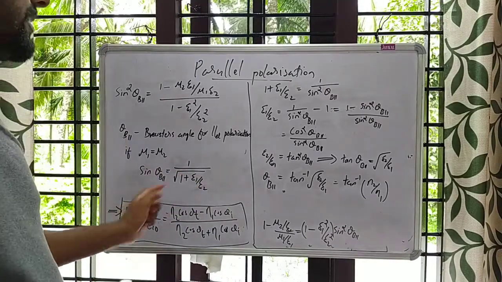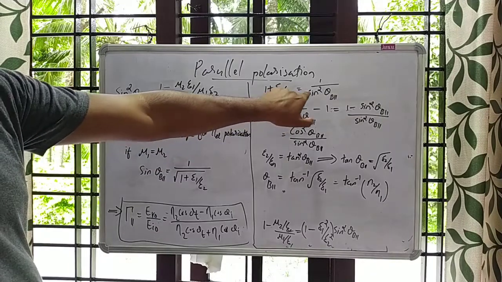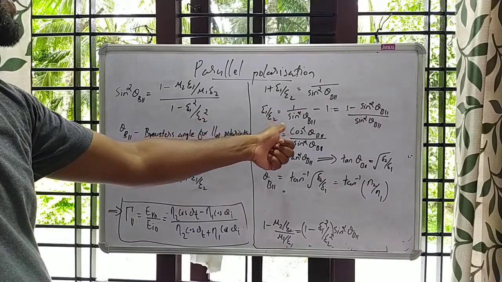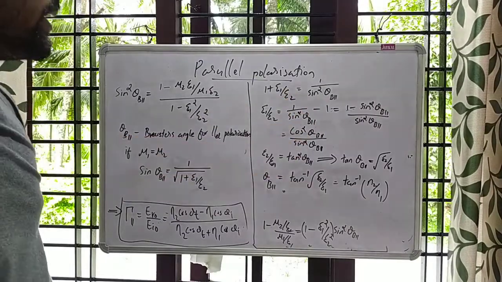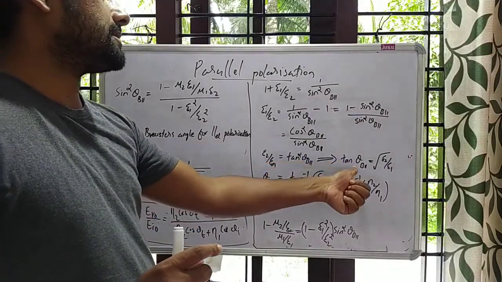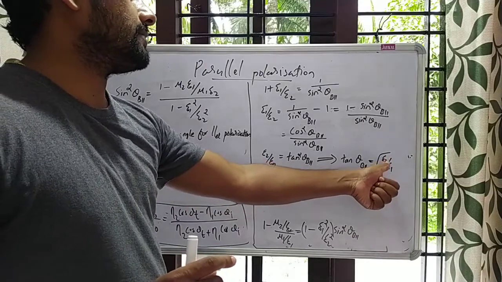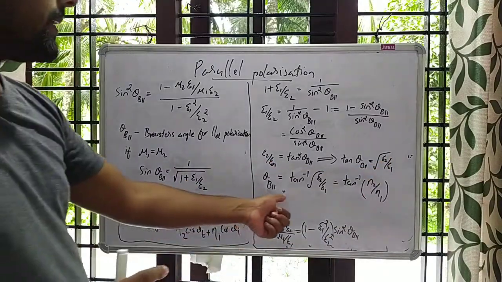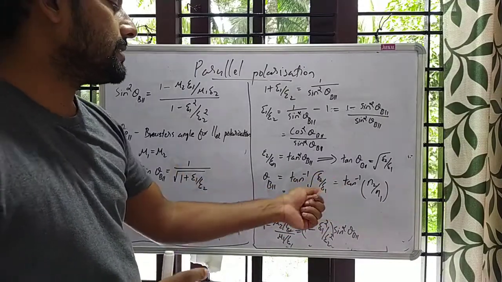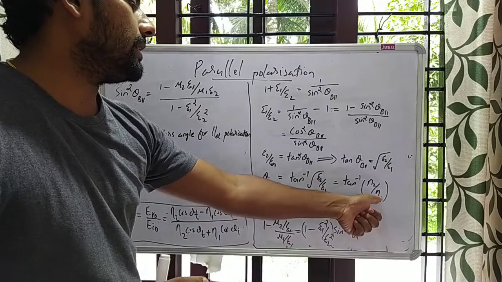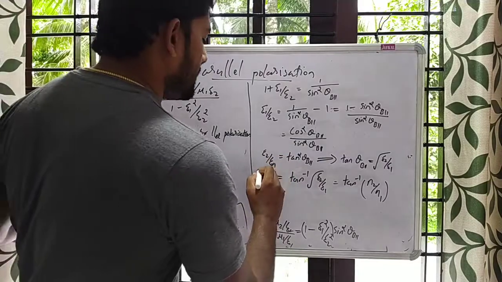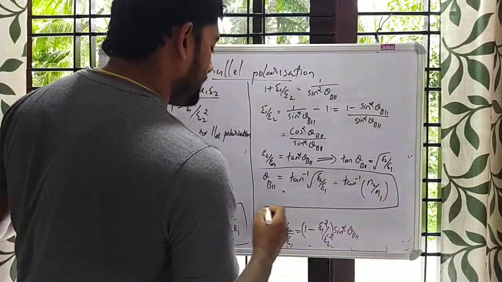From this equation we will get 1 plus epsilon 1 by epsilon 2 is equal to 1 by sin square theta B parallel. So epsilon 2 over epsilon 1 is equal to tan square theta B parallel. That implies tan theta B parallel is equal to under root epsilon 2 by epsilon 1, and theta B parallel is equal to tan inverse under root epsilon 2 by epsilon 1, and that is equal to tan inverse n2 divided by n1 when mu 1 is equal to mu 2. So this is Brewster's angle.